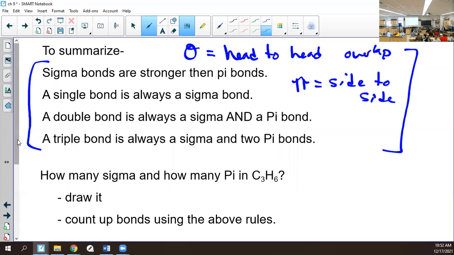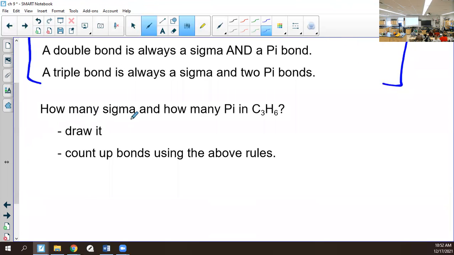All right, here we go. So how many sigma and how many pi in C3H8? Sorry, 6. Ooh, that means something. So why don't you draw it and then count up and see what you get. Ready, go. I'm going to pause this.